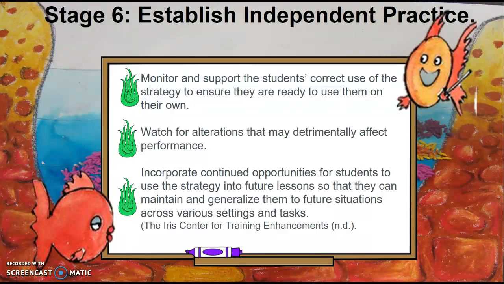Now, they can use the strategy that you've taught, determined is important at this time, or it could be one that you've already taught earlier in the year. As we go throughout the year, we should be building their repertoire of learning strategies.